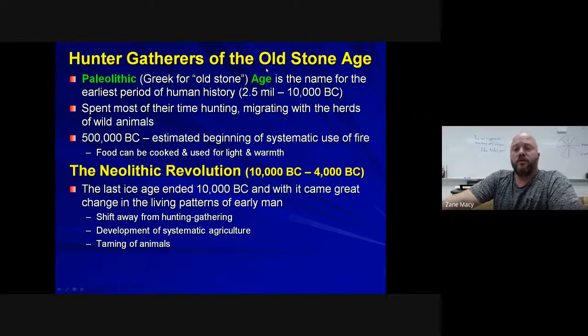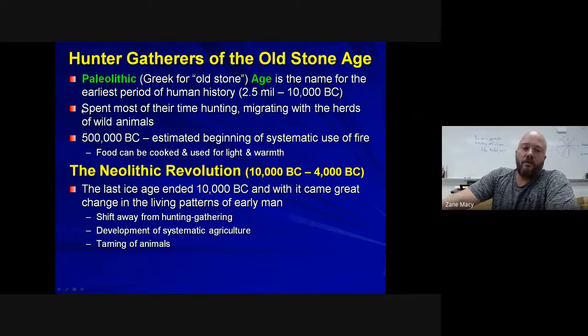As we move into the Old Stone Age, or the Paleolithic era, Paleolithic is Greek for old stone. These people were nomads. They were hunter-gatherers. This is the earliest period of human history, and it goes all the way back into that time period that I talked about right after Australopithecines, about 2.5 million years ago to about 10,000 BC. Once we get to 10,000 BC, things start to change.